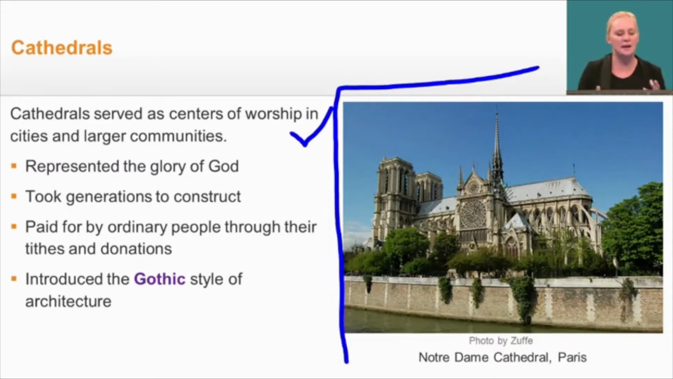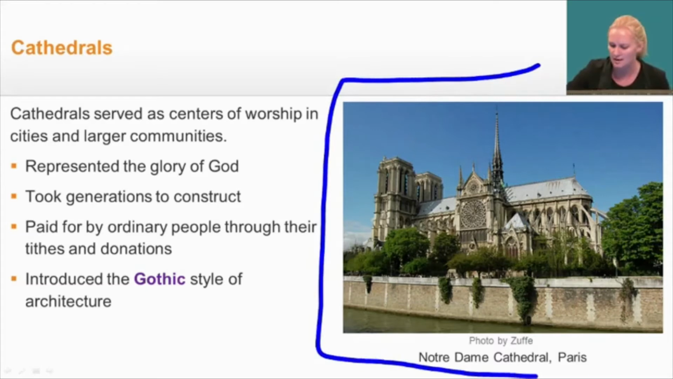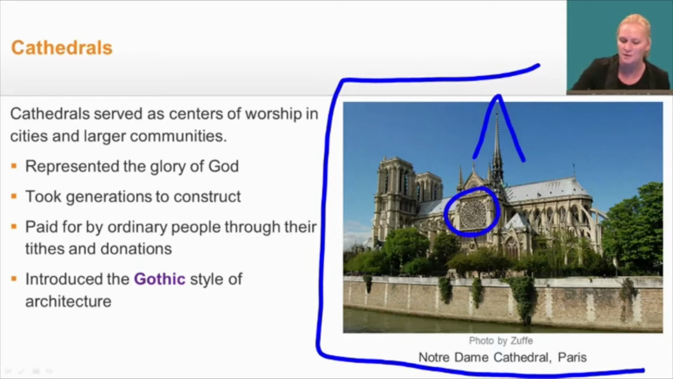They took generations to construct, and they were paid for by ordinary people through their tithes, that 10% of their income, and also donations. They introduced the Gothic style of architecture. And when I say Gothic style, if you take a look at this picture, look over here again. The Gothic style, you can see these large spires and these ornate windows and these giant alcoves that they have. This is all part of the Gothic style.